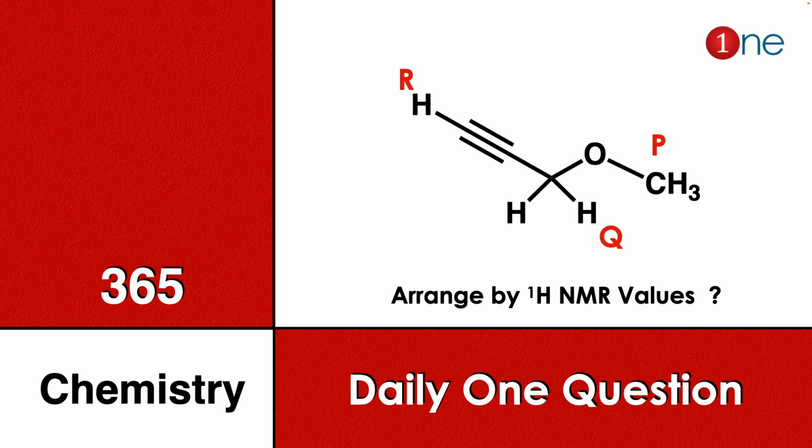Here you have the compound with many hydrogen atoms. The carbon is attached with ether on one side, alkyne on one side, and hydrogen. The ether hydrogen is P, the alkyne hydrogen is Q, and the alkyne hydrogen is R. You have to arrange these three hydrogens by their NMR values.